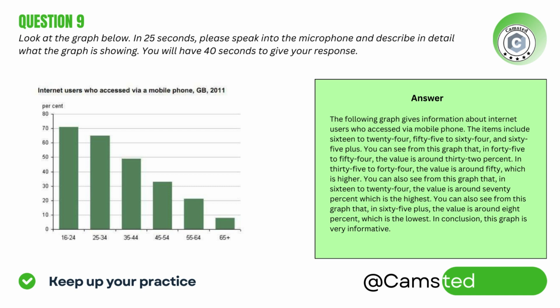You can also see from this graph that, in 16 to 24, the value is around 70%, which is the highest. You can also see from this graph that, in 65 plus, the value is around 8%, which is the lowest. In conclusion, this graph is very informative.